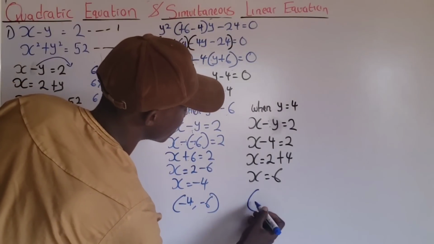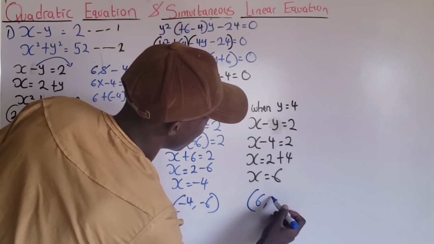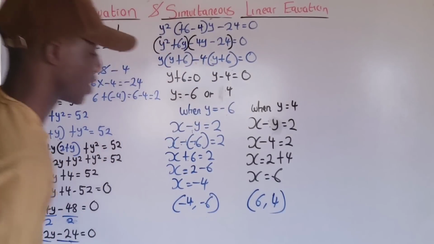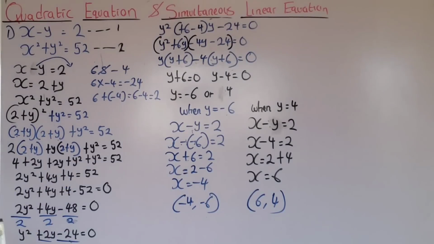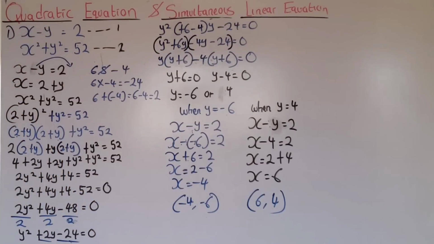So the second point is 6, 4. You understand? Okay, so the solution to the quadratic and linear equation is negative 4 and negative 6, and 6 and 4. You see that it's simple. Okay, this is the first method to solve that question.